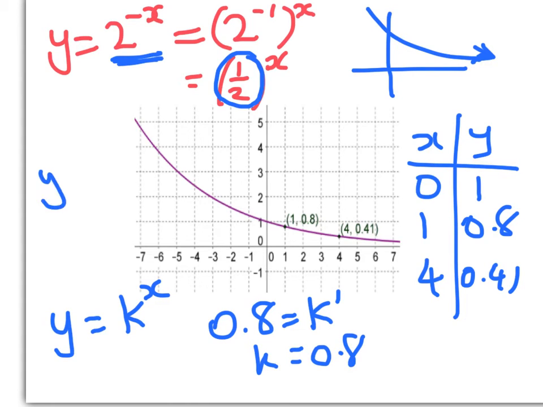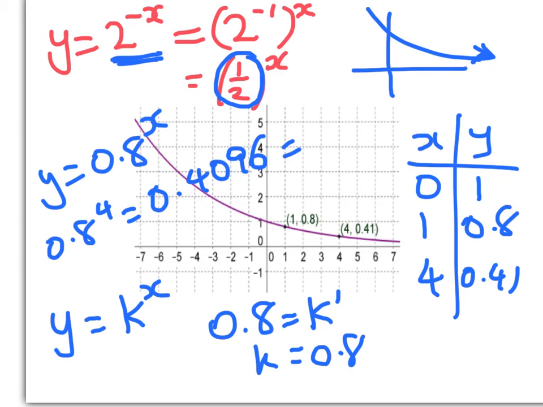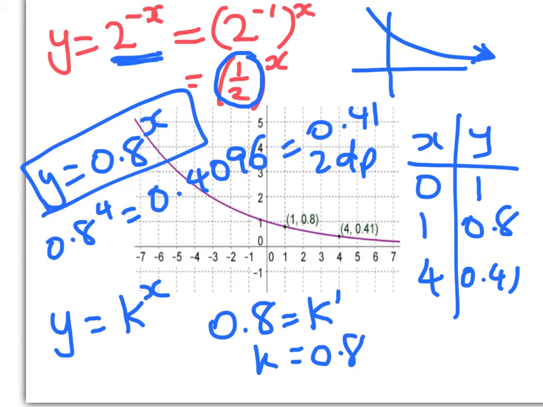So it looks here like y is equal to 0.8 to the x is my equation. So let's substitute in 0.8 to the power of 4, and you'll see that we get 0.4096, which is 0.41 to 2 dp. So that's looking pretty good. So this is a simple one. Again, this is not in context.